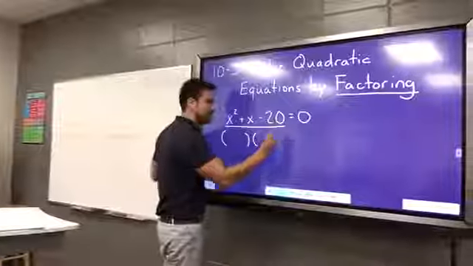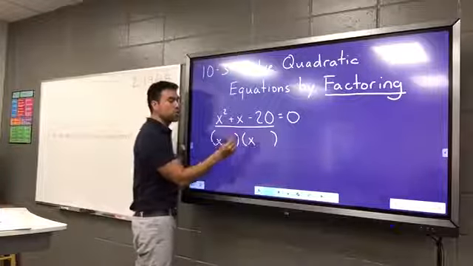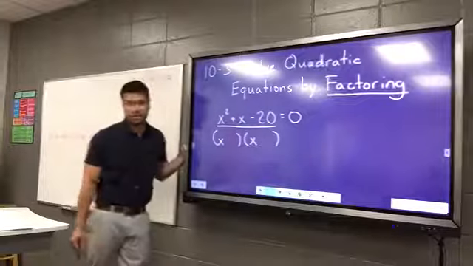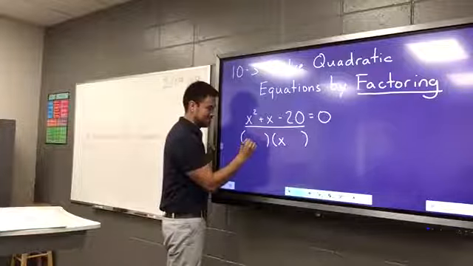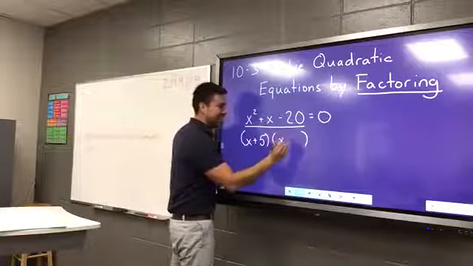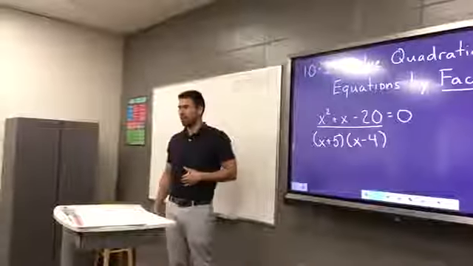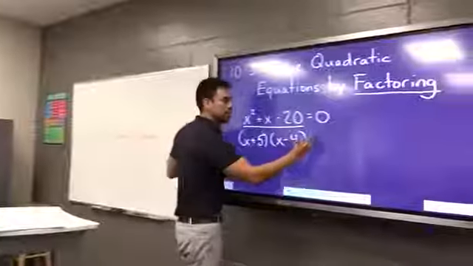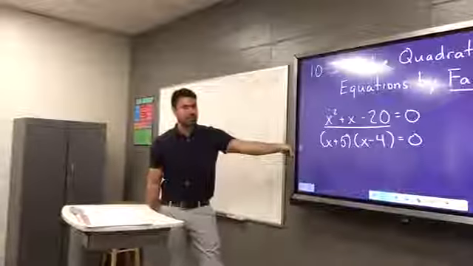You just write down the 2 sets of parentheses, you put an x in each spot. What are 2 numbers that multiply to get me negative 20 that add up to be 1? Positive 5, negative 4. Those are the only two. That's it. No, there's no other variety. Those are the only integers. And that still equals 0. And you're like, okay, I factored it, but I'm not seeing where you're going here.